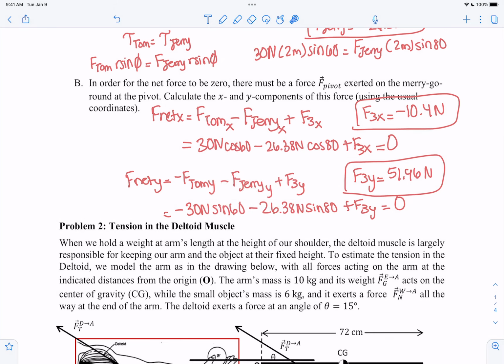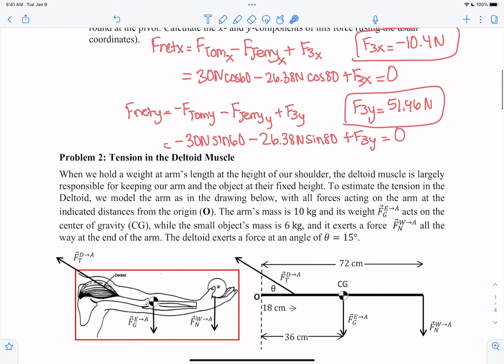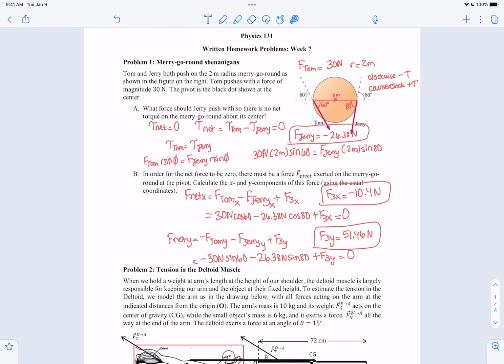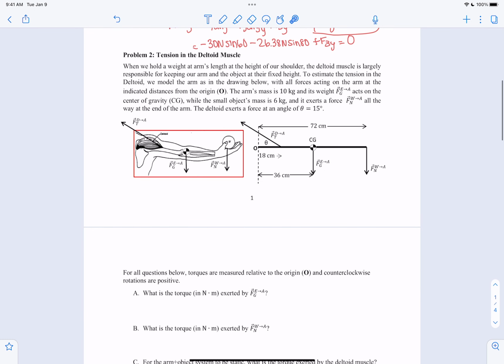Sound good so far for problem 1? Any questions at all? All good? Yep. Okay. So problem 2 now.